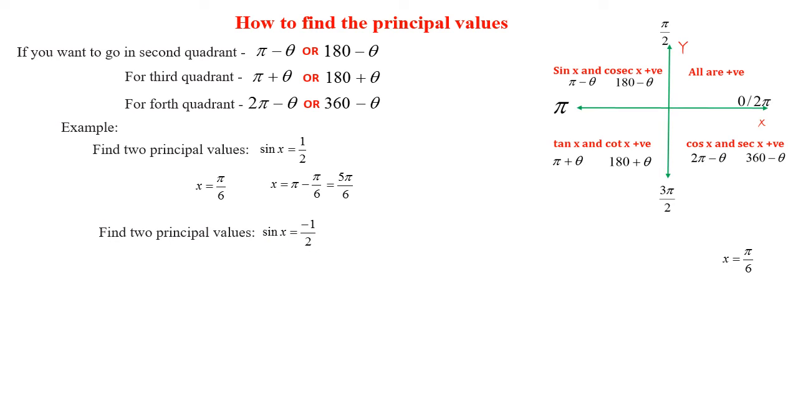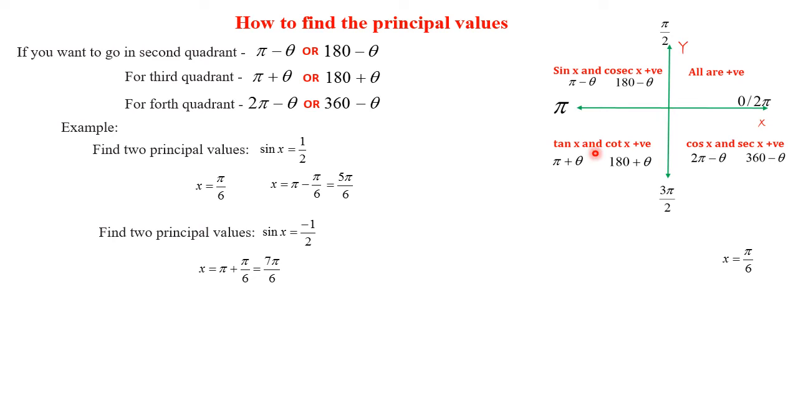Sine is negative in which two quadrants? Sine is negative in the third quadrant as well as in the fourth quadrant. So for the third quadrant, x is equal to pi plus pi by 6, because we have calculated the pi by 6 value. Third quadrant, pi plus pi by 6. 6 into pi, 6 pi, plus pi, 7 pi by 6 we will be getting. Normal LCM we have taken.